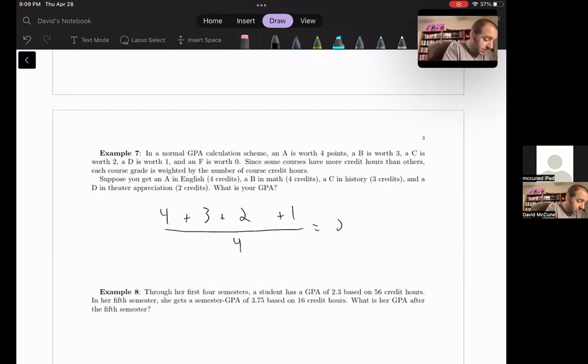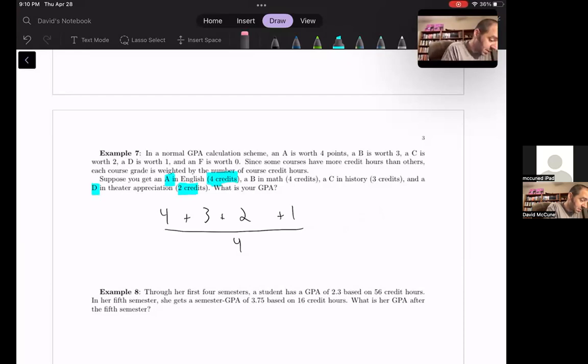What is this? This is 2.5. So again, you could just say A is worth 4, B is worth 3, and so on. I'm just going to average those 4 grades and get a GPA of 2.5. However, you cannot do this because this A in English with 4 credits is worth more than the D that has only 2 credits attached. So when you're taking an average, you need to weight that 4 more than you weight the D.